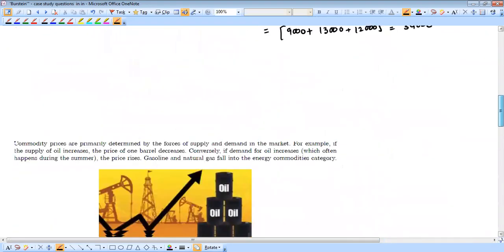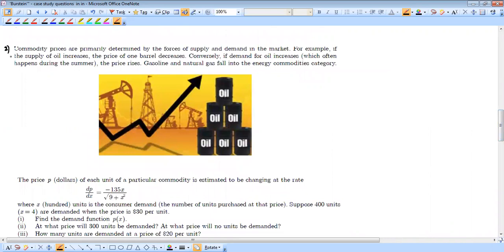And coming to the second question, commodity prices are primarily determined by the forces of supply and demand in the market. For example, if the supply of oil increases, the price of one barrel decreases. Conversely, if demand for oil increases, which often happens during the summer, the price rises. Gasoline and natural gas fall into the energy commodities category. The price P of each unit of a particular commodity is estimated to be changing at the rate dp by dx, which is equal to minus 135x divided by root over 9 plus x square.